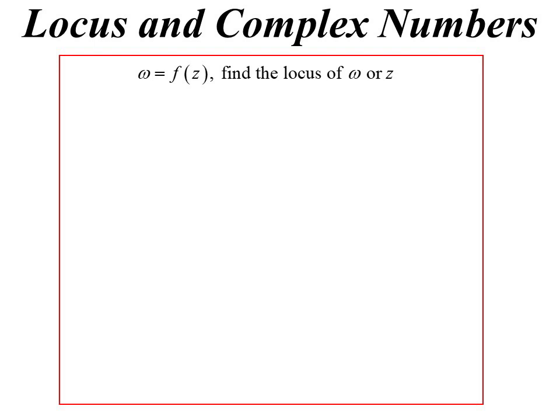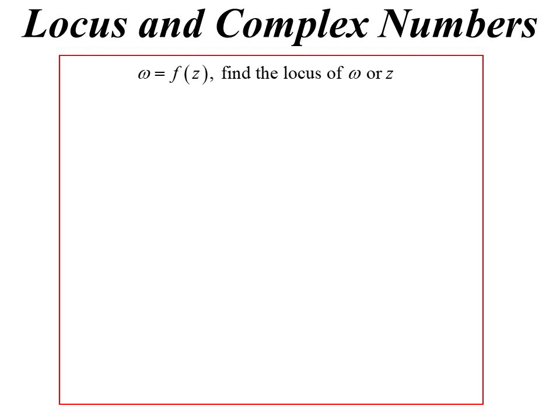Carrying on with our look at locus and complex numbers. So yesterday we looked at different shapes, so circles and lines and things like that. Today we're going to look at functions. So you've got a function, but it's involving complex numbers now. So omega would be some function of z.